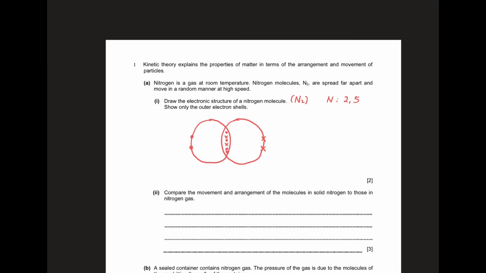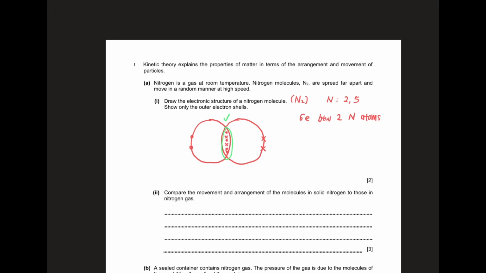Okay, now let's see how you get marks. How you get 2 marks. This question is 2 marks. So the first mark is given when you have 6 electrons between two nitrogen atoms. Okay, so which means this part you get 1 mark. Triple bond, in other words.